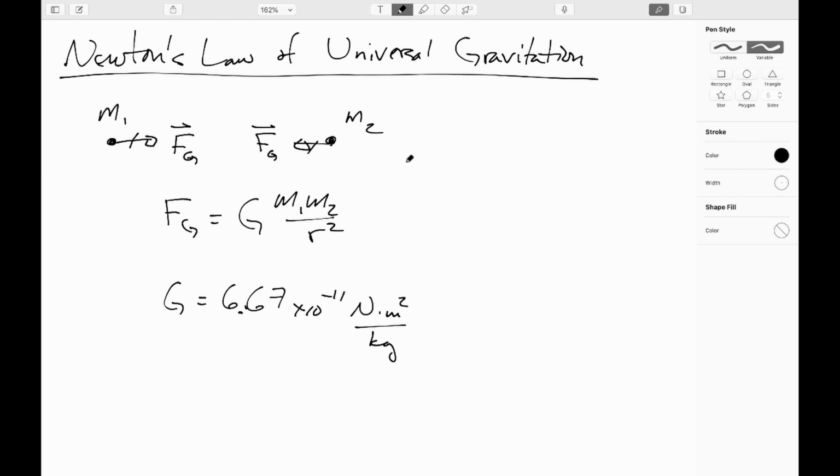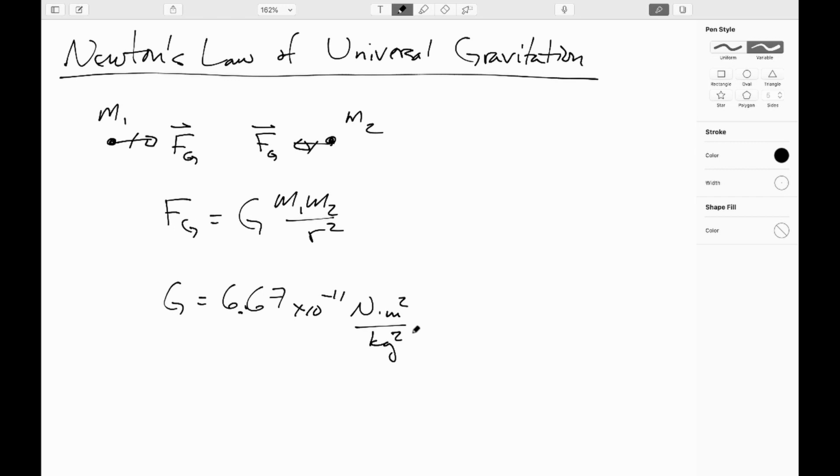In his analysis, he eventually worked out that the force of gravity had to go directly as the mass of the two objects and inversely as the square of their separation. This constant of proportionality is the universal gravitational constant. It's approximately 6.67 times 10 to the negative 11 newton meters squared per kilogram squared.